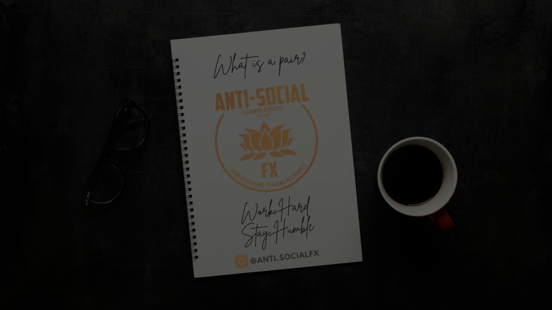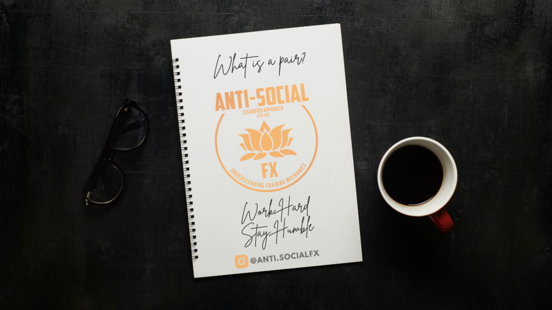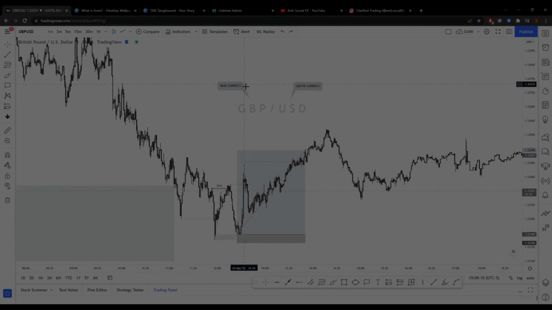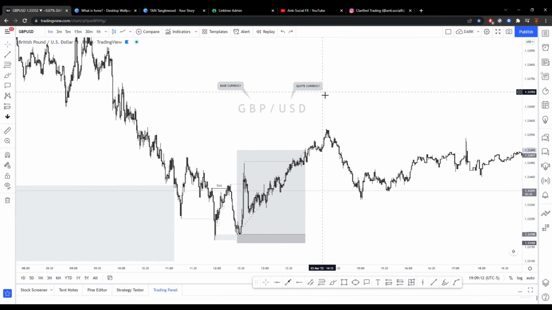Alright guys, so we're going to be going over what a Forex pair is. What is a Forex pair? A pair in the Forex market is basically going to consist of two currencies. The first one being the base currency and the second one being the quote currency. So in this case, we're looking at GU, short for GBP USD, the Great Britain pound against the US dollar.